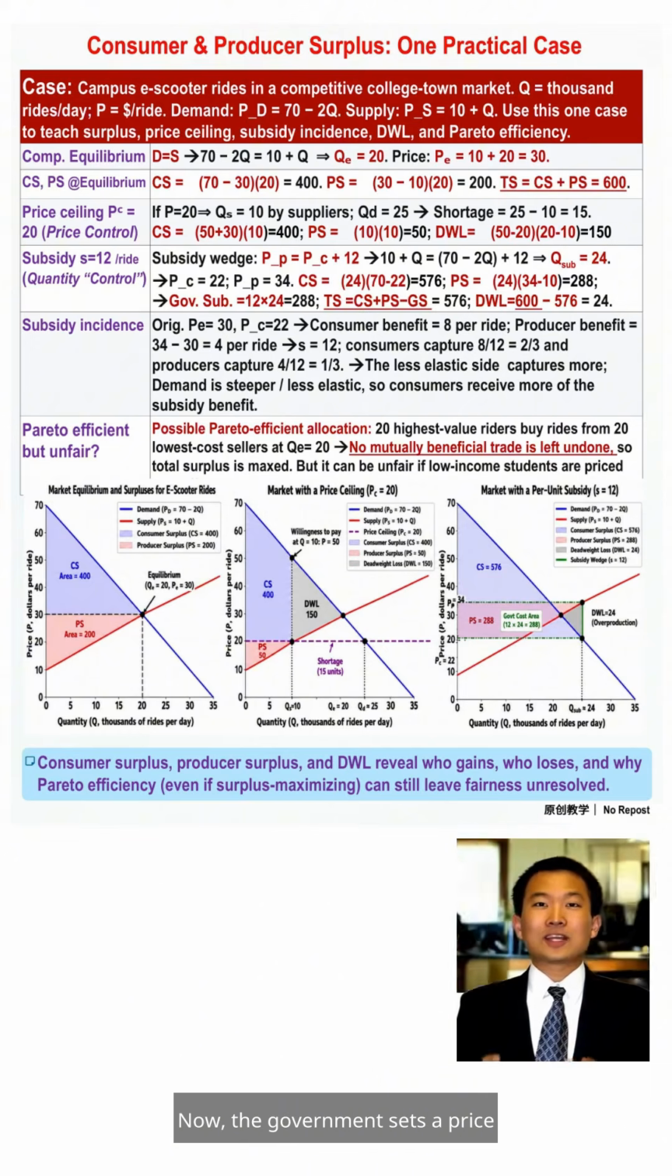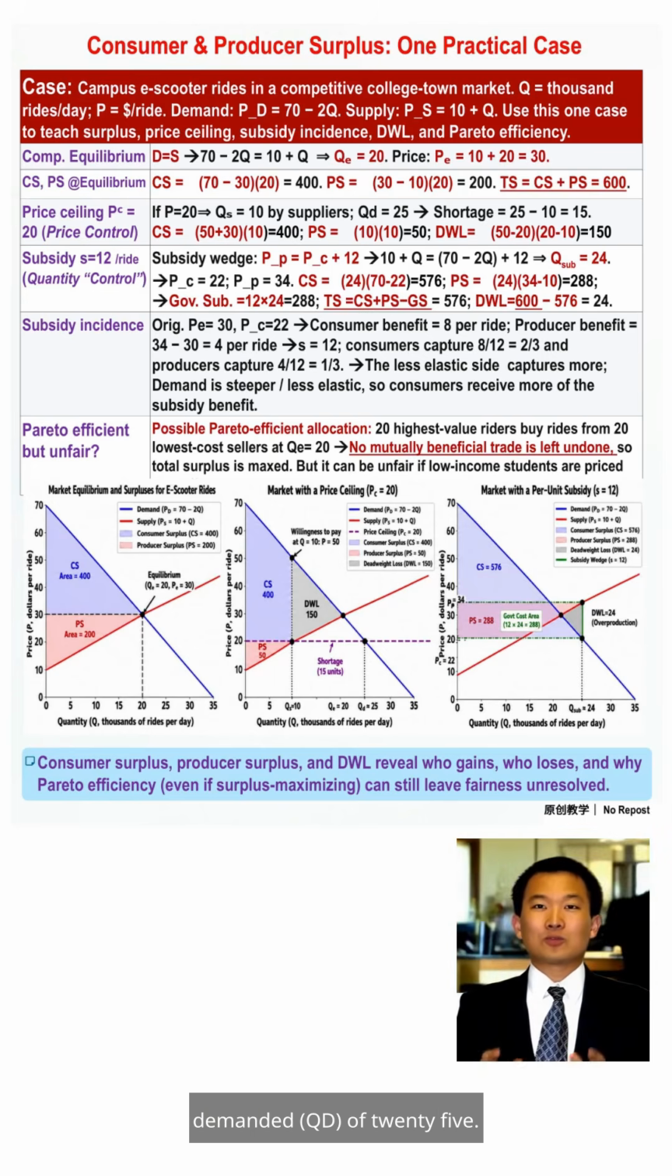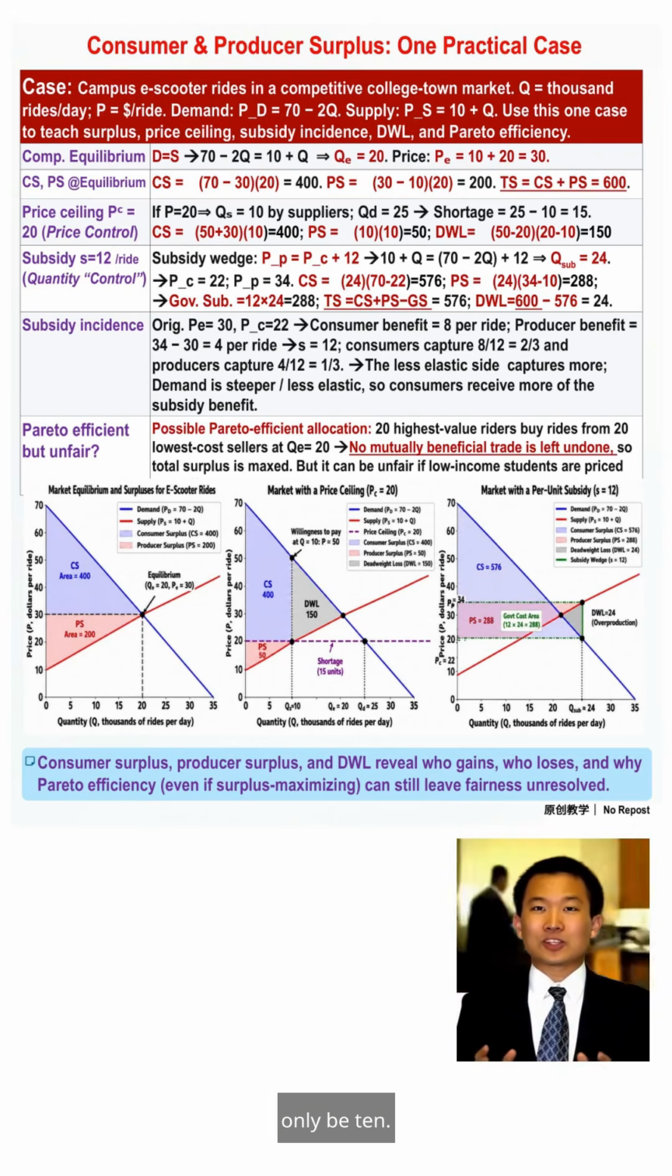Now, the government sets a price ceiling, PC, at 20. Under this price control, the supply curve gives a quantity supplied, QS, of 10, and the demand curve gives a quantity demanded, QD, of 25. Since demand exceeds supply, there's a shortage in the market, and the actual transaction quantity can only be 10.